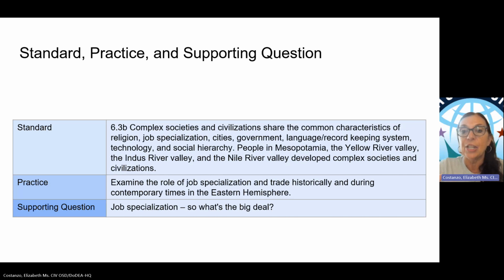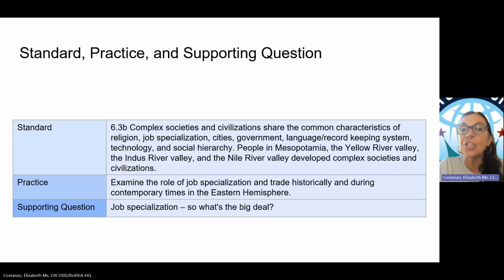So to set the stage, this mini lesson occurs after the students have been introduced to the growth of cities in the Fertile Crescent. The standard is included in Unit 3, Early River Valley Civilizations. The teaching point or the practice is to examine job specialization in historic times in the Eastern Hemisphere.